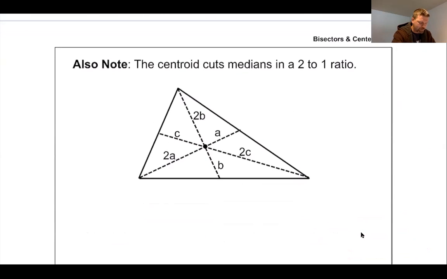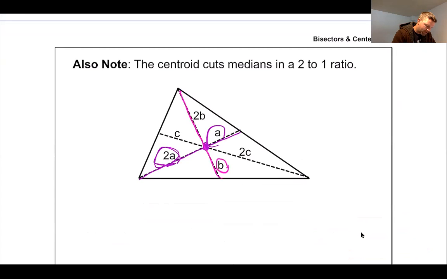One other thing about medians and the centroid: the centroid will cut medians in a 2-to-1 ratio. So wherever your centroid is, you'll notice the medians will all be cut into a long segment and a short segment. And that long segment will always be twice the length of the short segment. So all three of these medians are being cut in a 2-to-1 ratio.